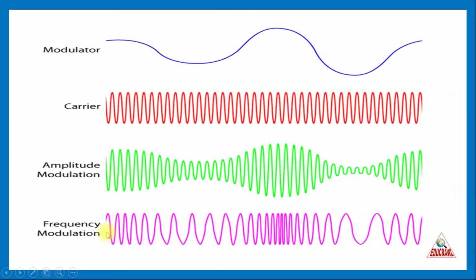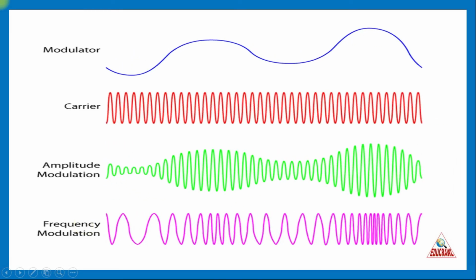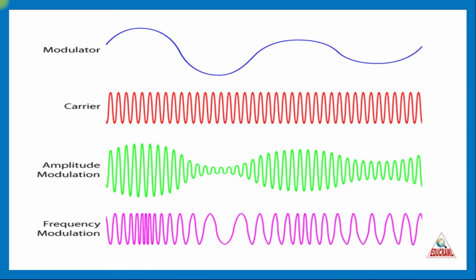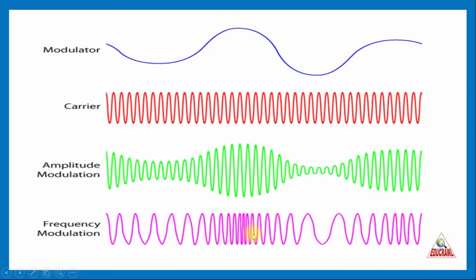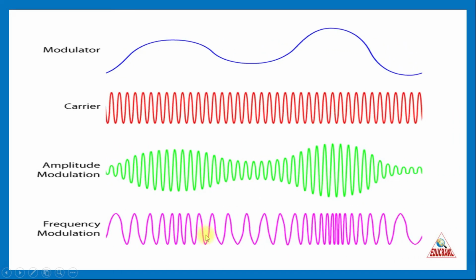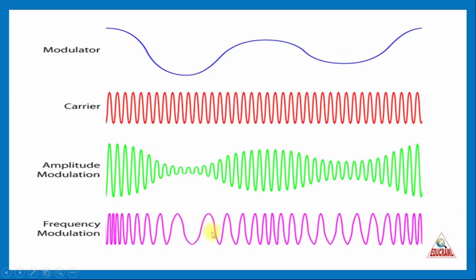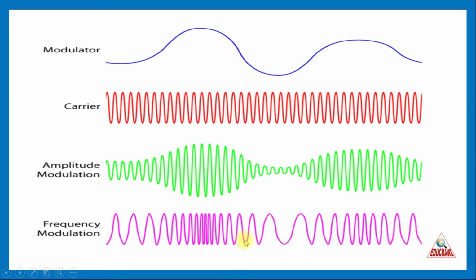Next is frequency modulation. Frequency means the number of waves or vibrations per second. When the frequency is changed, it is called frequency modulation. In the animation, you can see some regions where there are more waves and some regions where there are fewer waves. Hence, in some regions the frequency is high and in some regions the frequency is low. That is the frequency modulated baseband signal.